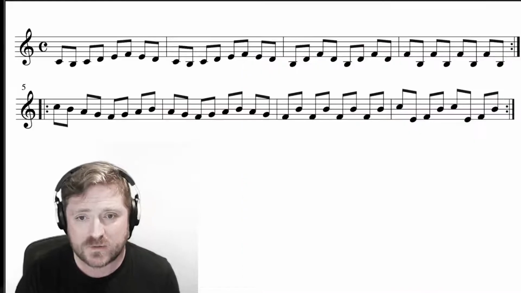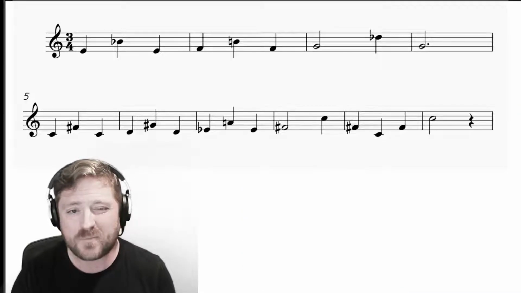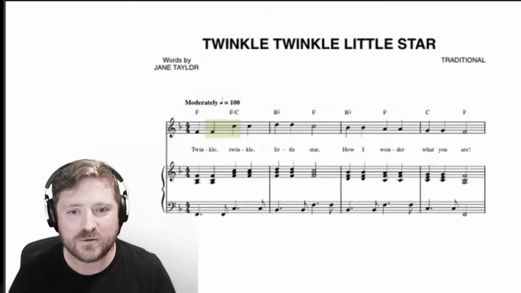So that is the tritone, everybody. A really useful interval. We come across them a lot. I'll just skip that exercise. You can have a look at that yourselves.